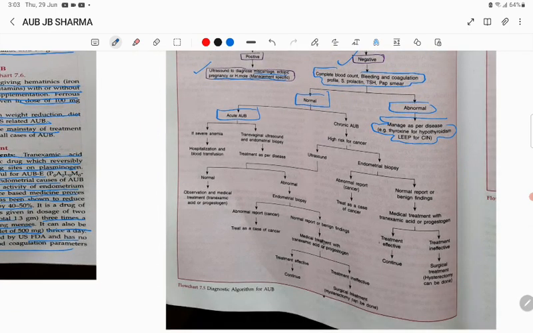If it is acute AUB or chronic AUB, if there is severe anemia: hospitalization, blood transfusion, transvaginal ultrasound, endometrial biopsy, treatment as per disease.